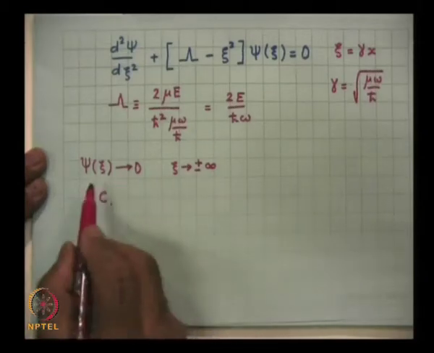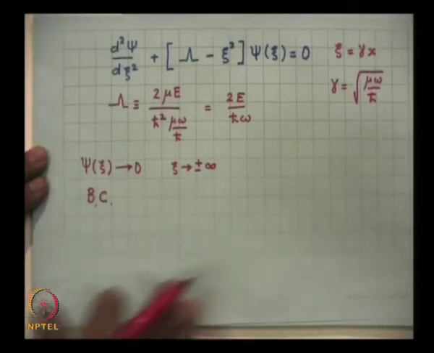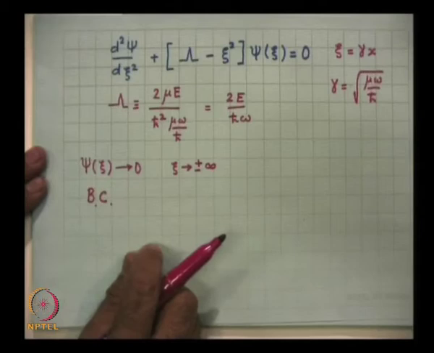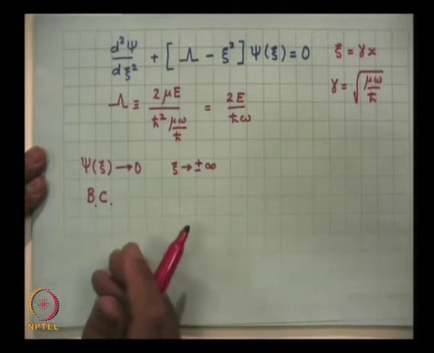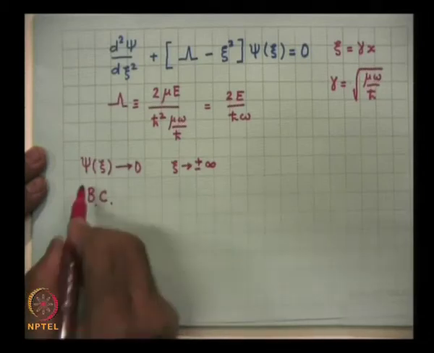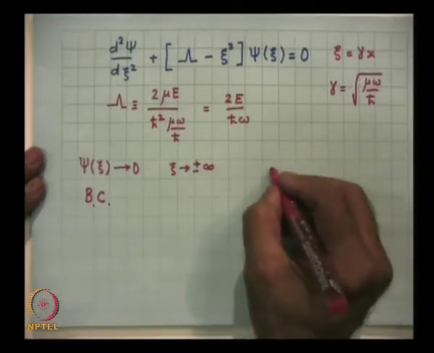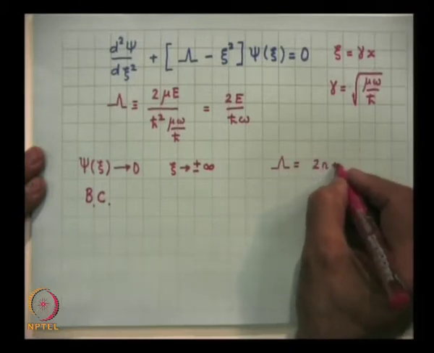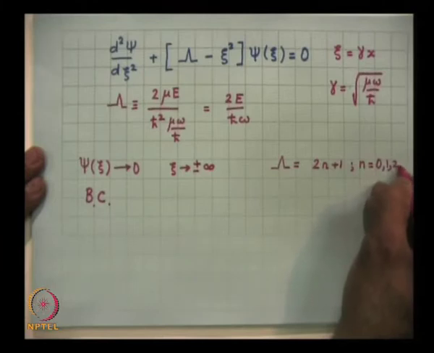So, if I impose the condition that the wave function has to go to 0 as x goes to plus infinity or minus infinity, only then it will be a square integrable function. Only then it will be a well behaved function. So, if I impose this boundary condition, we will find that lambda must take only an odd integer, 2n plus 1, where n is equal to 0, 1, 2, etc.